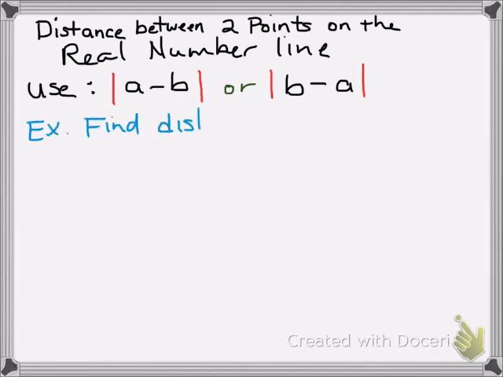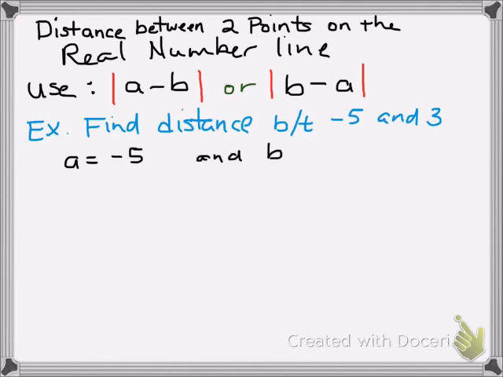So let's say that they ask you to find the distance between (that's what b/t stands for, between) -5 and 3. So let's go ahead and assign a value. We're going to say a is -5 and b is 3. Now, as you watch any of my videos, please pause. If I'm talking too fast, you get to pause the video, go ahead and write this in your spiral, your notebook, and then continue on and press play.